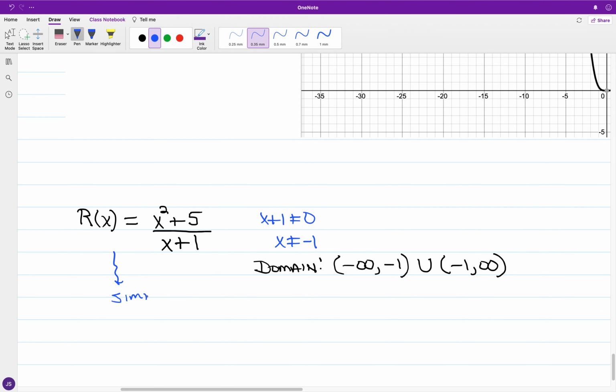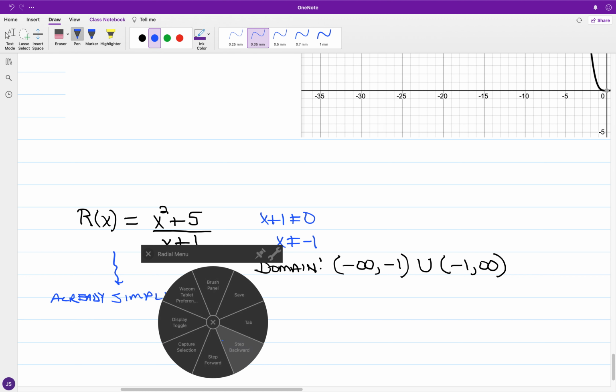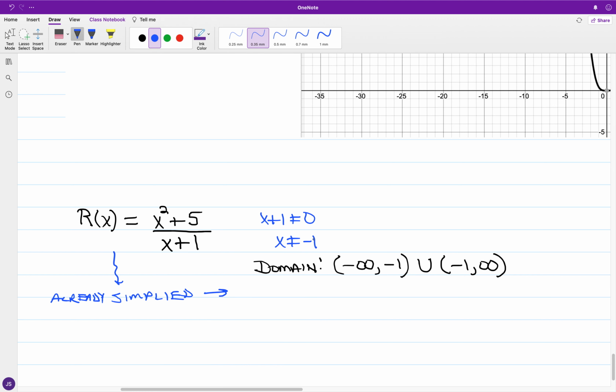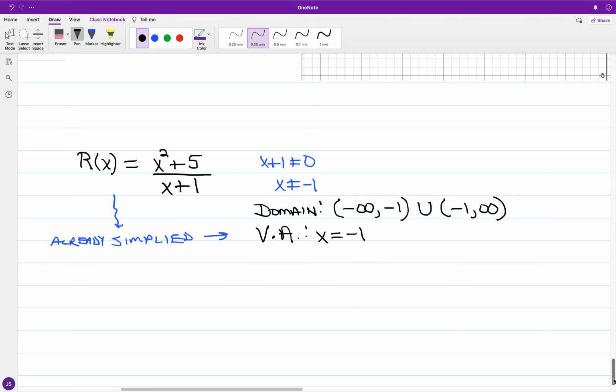So that means that x plus 1 is going to remain. So the exclusion from the domain is going to be the vertical asymptote. Again, if the denominator factor does not cancel, we have a vertical asymptote. But if it does cancel, that means instead of a vertical asymptote, there will be a hole.